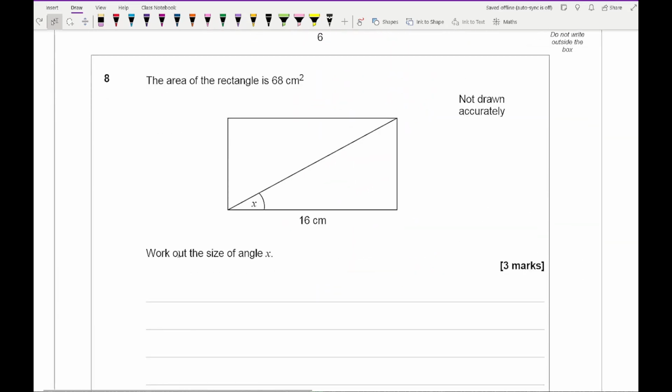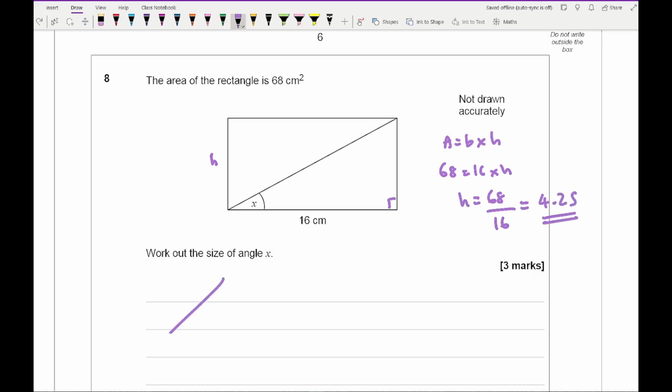Moving on to question 8, it says the area of a rectangle is 68 square centimetres. Work out the size of angle X. Well, for this, the first thing we can see is we've got a right angle triangle and we're trying to work out an angle, so we're going to be using trig. Now, in order to use trig, I need to work out what the height of the rectangle is. So to find the height, we've got the area is equal to base times height. We know that the area is 68. We know that the base is 16. So h is going to be 68 divided by 16, which gives me an answer of 4.25.